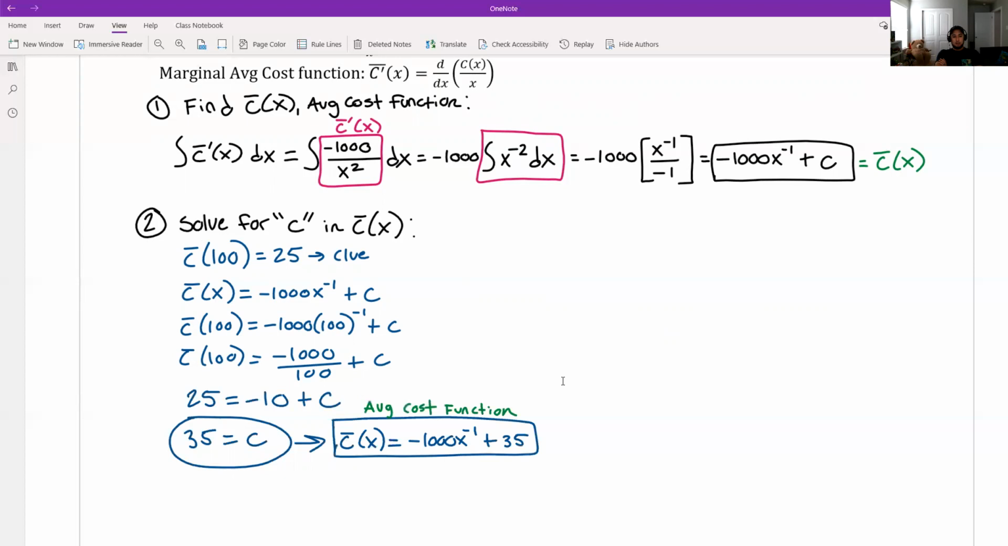Negative 1,000 x to negative 1 plus 35. That's our new average cost function. So with that being said, this became that. Okay, now let's say if my math lab doesn't like that format, then one other way to rewrite this is negative 1,000 over x plus 35.